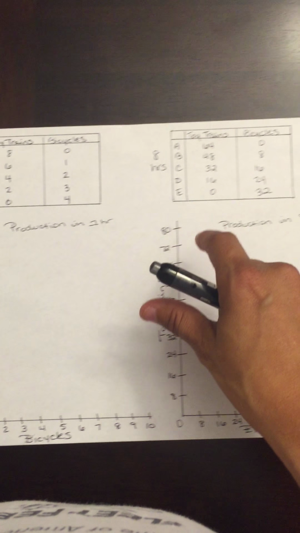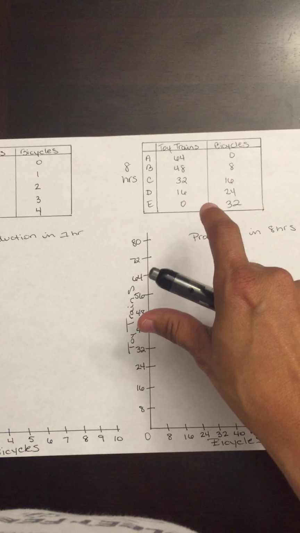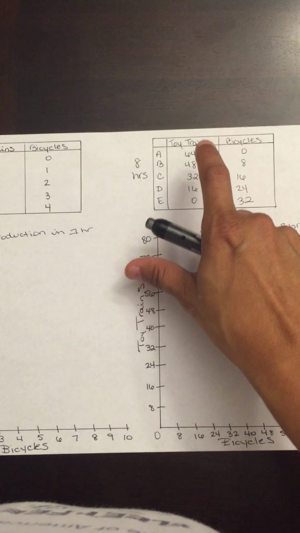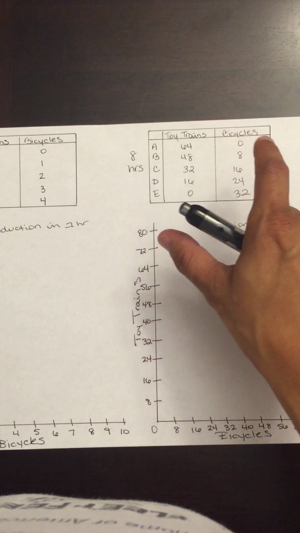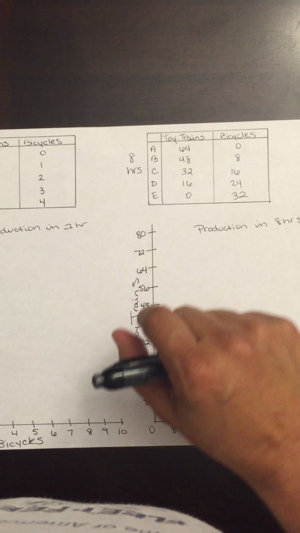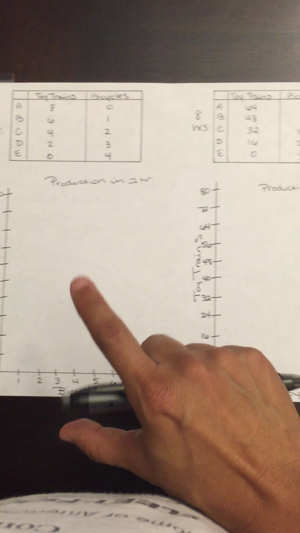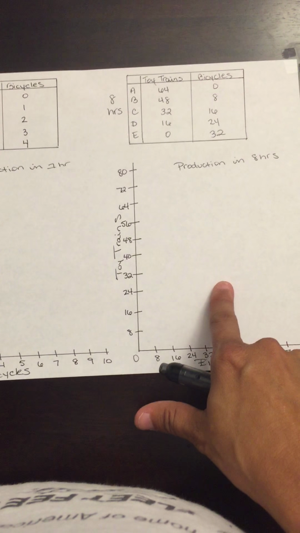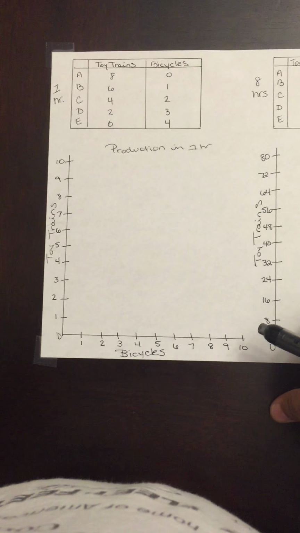Using that information, I then was able to create a chart for 8 hours' worth of production, showing that if I create 64 toy trains, I would have 0 bicycles, and 0 toy trains, 32 bicycles. So now I'm going to create two graphs, one for production in an hour, the other one for production in 8 hours.